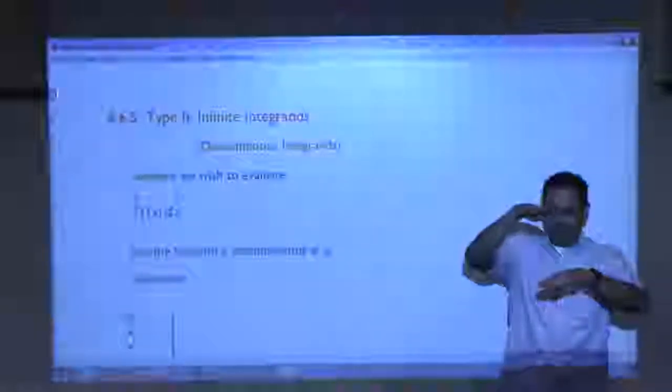improper integrals. So for type 1, they were called infinite integrands. Or sorry, no, I just said that completely backwards. Type 1 was limits at infinity. And your limits of integration are the numbers on top and bottom, A and B, right? If either one of those is infinity or negative infinity, then we have a type 1.